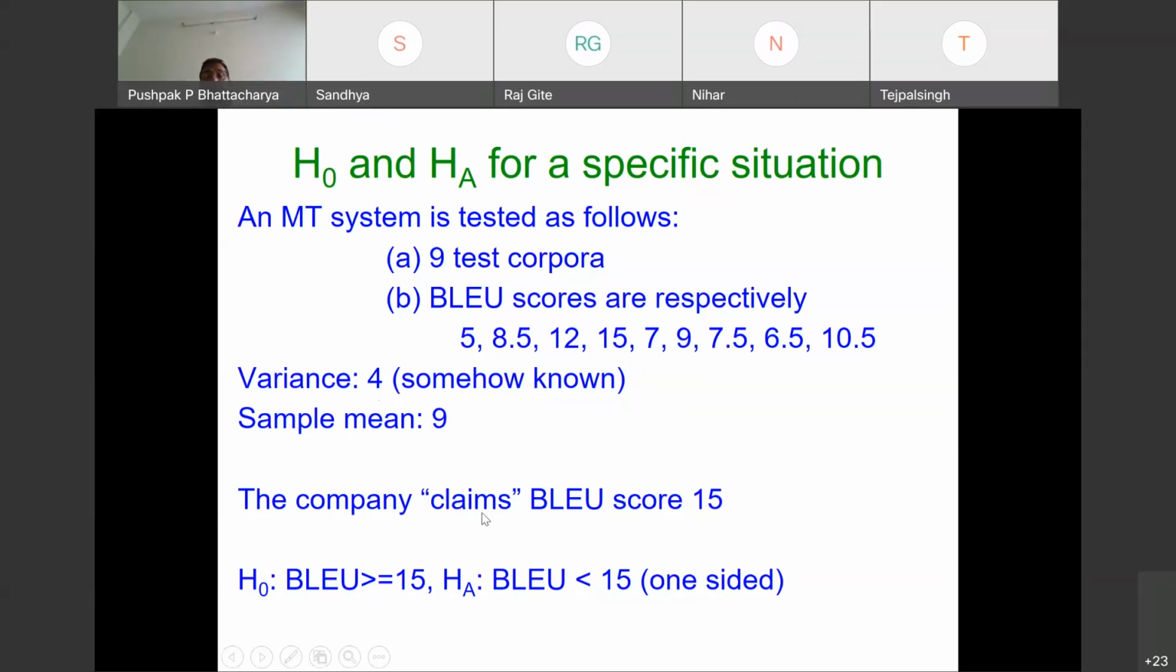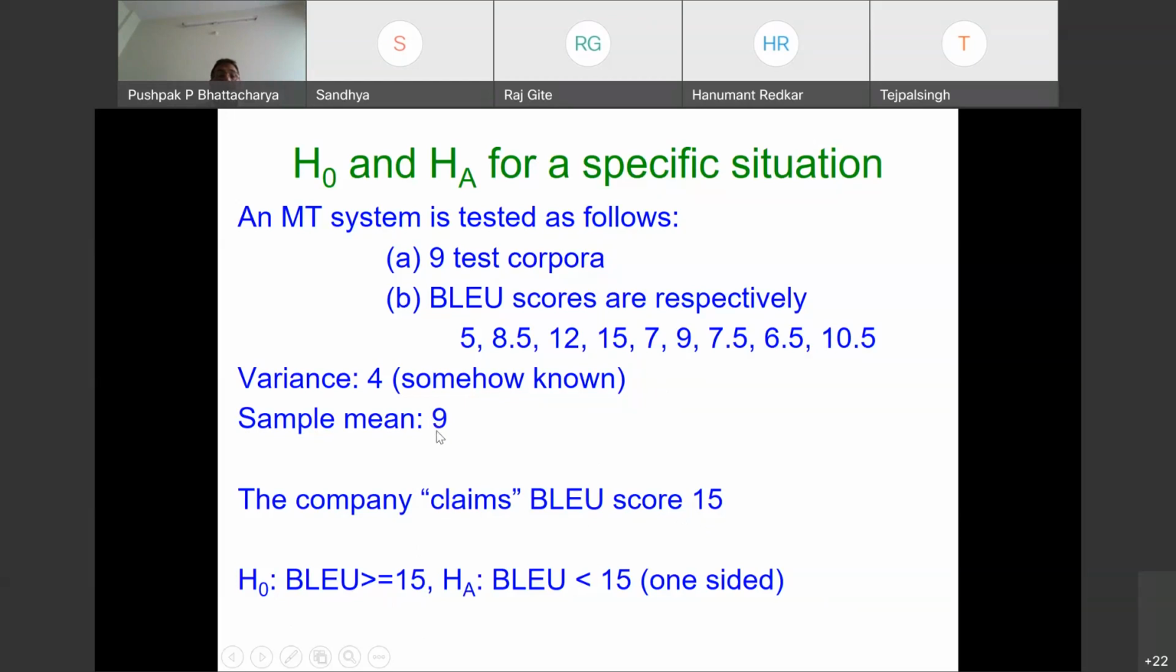Now, if the company claims the BLEU score is 15, then my null hypothesis is that the BLEU score is greater than or equal to 15. The alternative hypothesis is that the BLEU score is less than 15. This is called one-sided hypothesis testing. I will be worried, or I'll be defensive, to buy this machine translation tool based on the claim of the company that the BLEU score is at least 15. This I do not trust really.